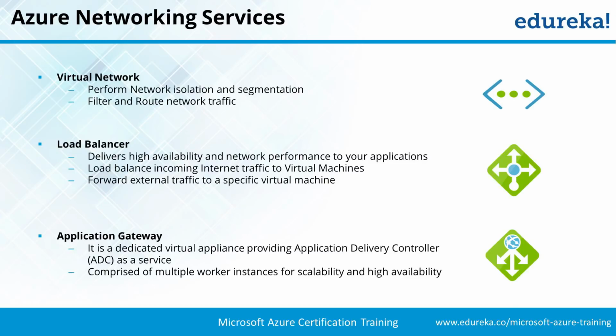So this is virtual network, which performs my network isolation and segmentation. Load balancer is for load balancing the different applications which we have running in the environment. Then you have the application gateway. So this is my virtual appliance providing the application delivery controller as a service.